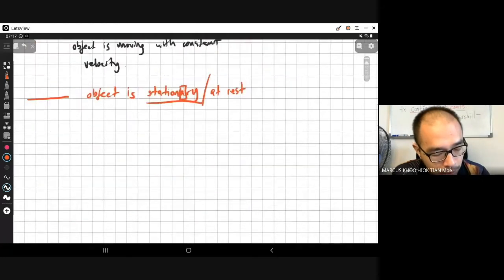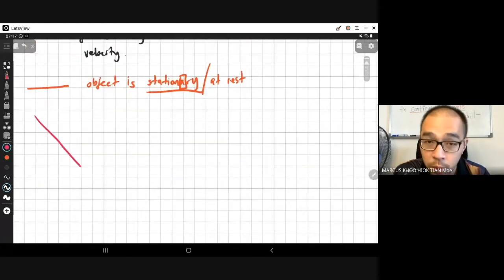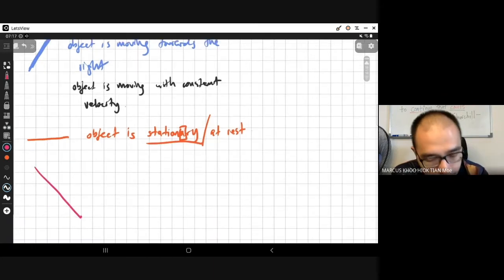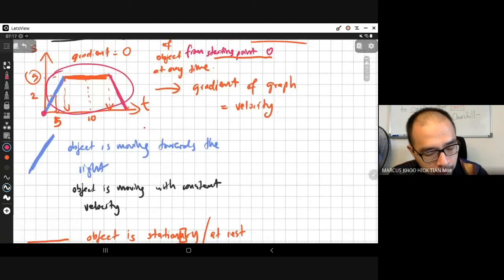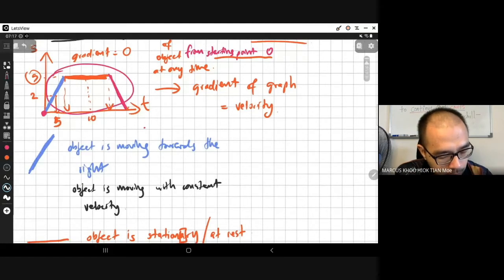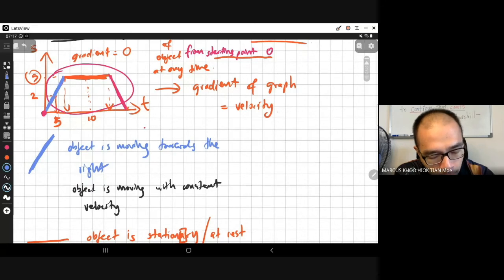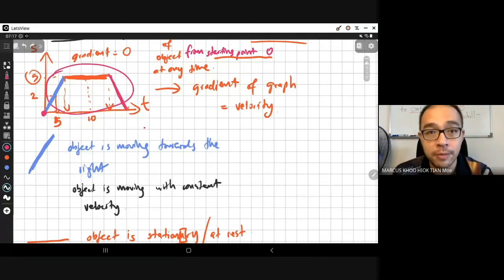And the last one is the pink color one. The pink color one is going down this way. Now this is a slightly complicated one, but let's go through this. Number one, we find that the blue color one, the object is moving away from the zero position. The pink color one, the object is moving towards the zero position.